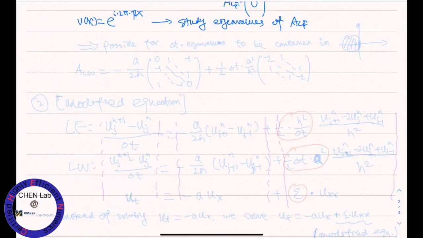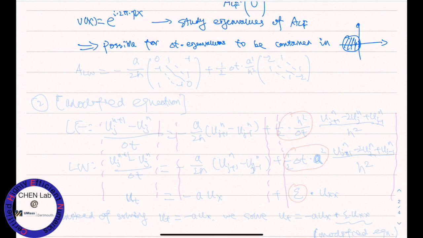Then basically once we obtain the eigenvalues, we can conclude it's possible for delta t times those eigenvalues to be contained in the forward Euler stability region, which is again this guy. So it is conditionally stable. We're going to do that together with Lax Wendroff in one derivation.